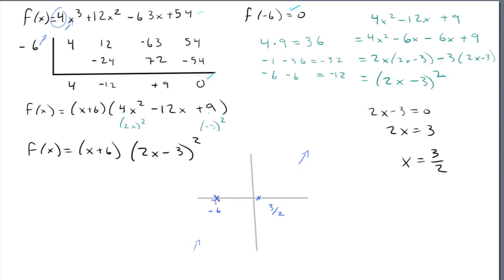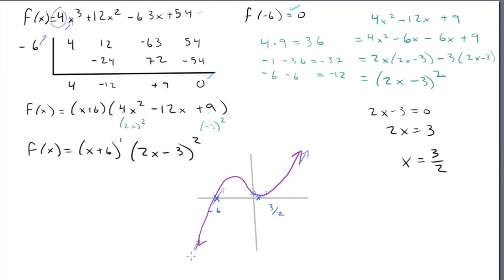At -6, the factor is linear, to the first power, so it's just going to pass through it like a line. But over here, it's going to be quadratic. It's going to come in quadratic style, like a parabola. So let's go ahead and draw this. It's going to look something like this. That's what our graph's going to look like.